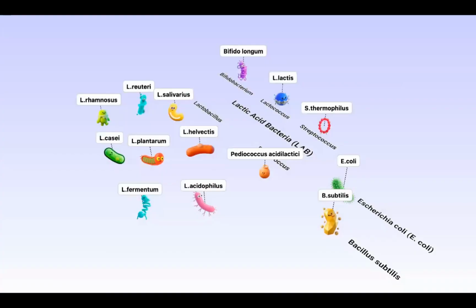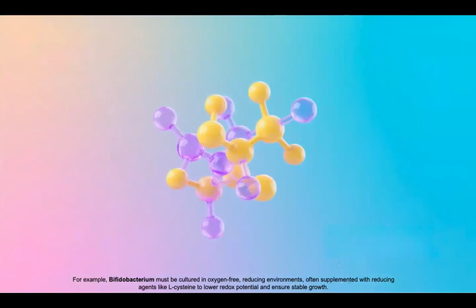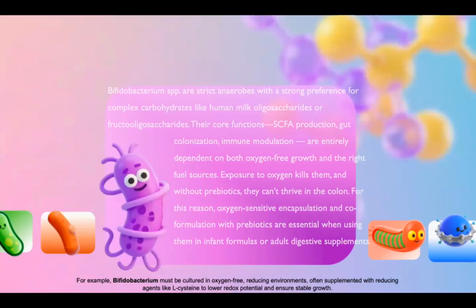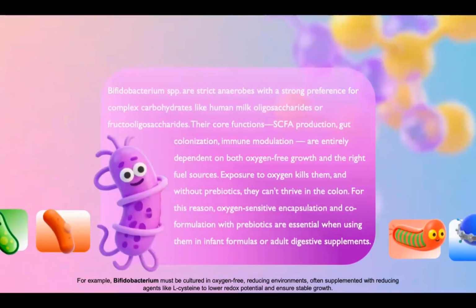For example, in the developing infant gut, microbial colonization begins immediately after birth and follows a structured succession. The environment is initially oxygen-rich, favoring facultative anaerobes such as E. coli, Streptococcus thermophilus, and Lactobacillus species like rhamnosus and fermentum. As the gut matures and becomes more anaerobic, Bifidobacterium species dominate, especially in breastfed infants due to their unique ability to digest human milk oligosaccharides.